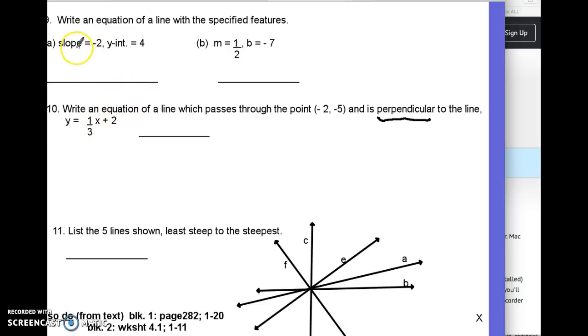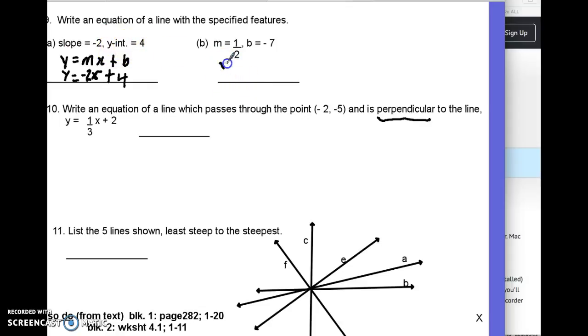Now here's what I told you, and I think I did this one on the previous video, that once you know the slope and the y-intercept, you can write the equation of any line using this as your template. Y equals mx plus b. So this will be y equals, the m is -2, so you put -2 for the m, x, and then for the b you put 4. That's the simplicity of it when you know the slope and the y-intercept.